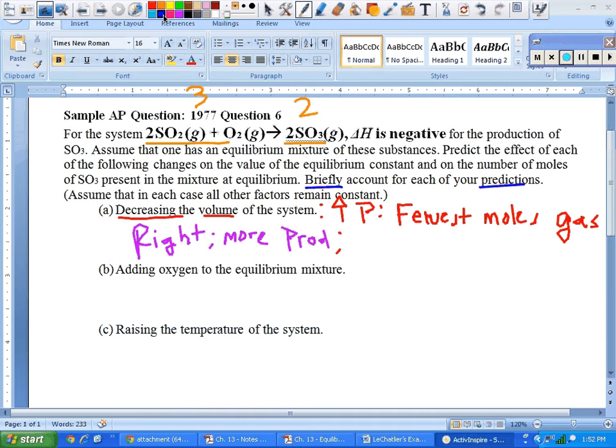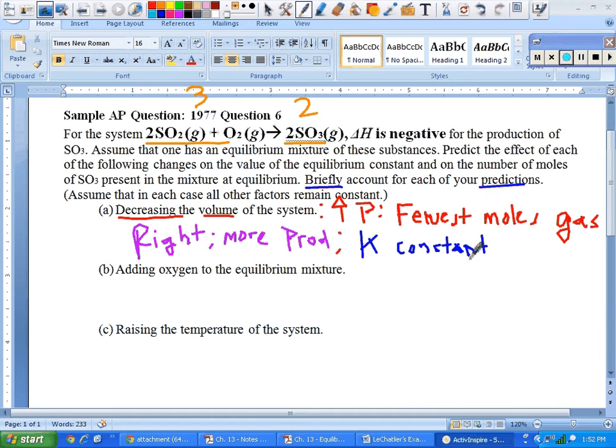You can write remain the same. You can write doesn't change. Whatever you want to write. I'm just going to write constant. Yes, ma'am. So like whenever it's a free response, what can we write? I would say that you're going to shift right towards the products because there are fewer moles of a gas on the product side. That's how I would explain it. That's a good question. How would you explain this on free response? I'm going to shift to the right because there are fewer moles of a gas produced on the product side, and that is the rule.